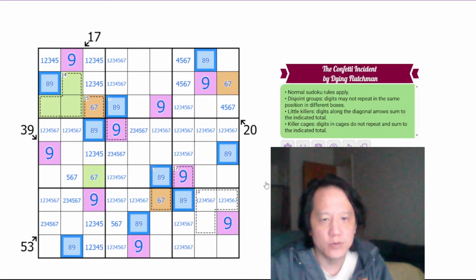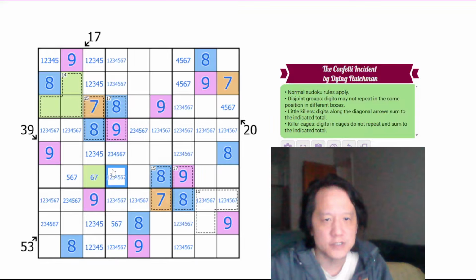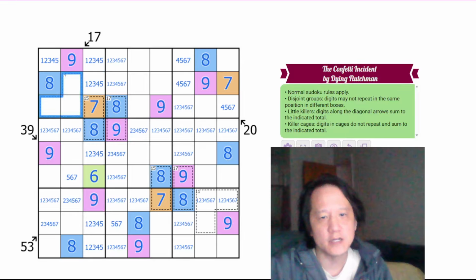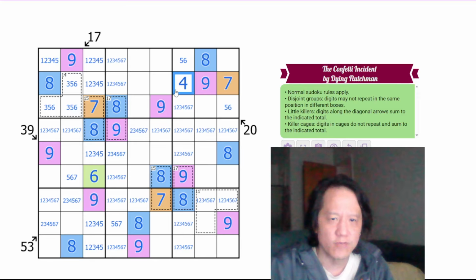The blues are 8s, and the oranges are 7. That leaves the greens as 6. This has to be, to add up to 14, it has to be 3, 5, and 6. So this cannot be 7. Therefore, we know this is a 5, 6 pair, adding up to 20 here. This cannot be 5, 6, or 7, so this is 4. We've lost a lot of our degrees of freedom here.